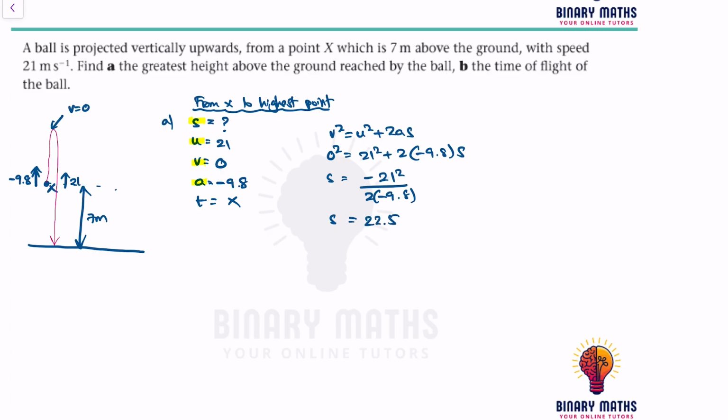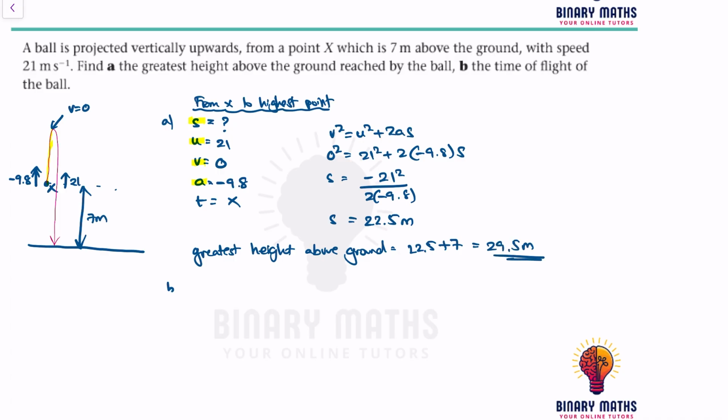22.5 meters. Now that is this part of the journey. We just worked out that is 22.5. But we want the greatest height above the ground reached by the ball. That would be 22.5 plus 7. So greatest height above ground will be equal to 22.5 plus the 7 from X, below X, which is 29.5 meters.